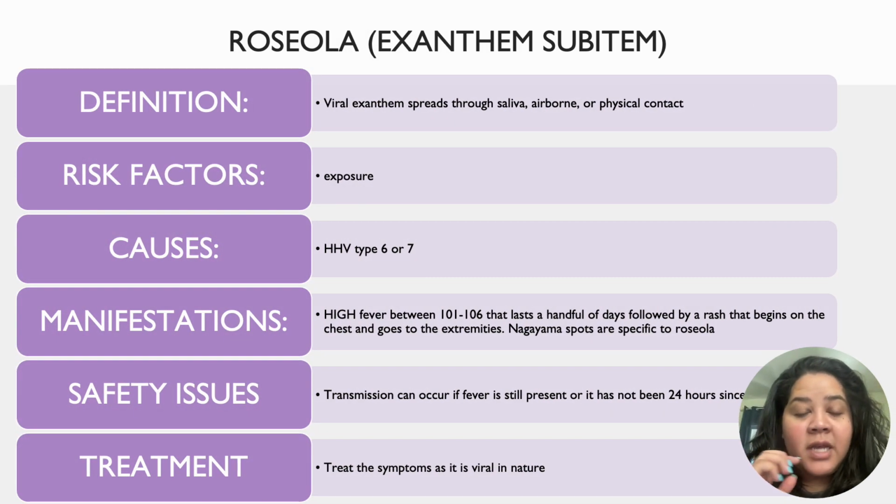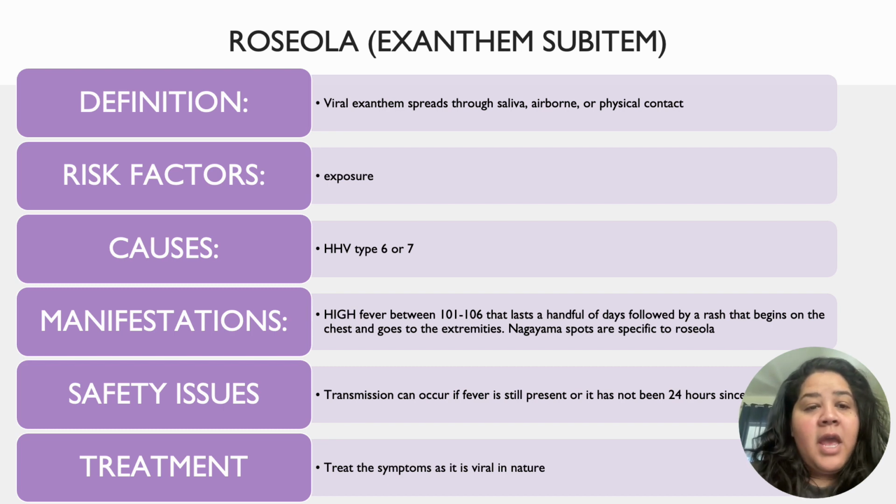Next up, we have roseola, or exanthem subitum. It's a viral exanthem that spreads through saliva, airborne, or physical contact. The risk factor is exposure. The cause is HHV type 6 or 7.